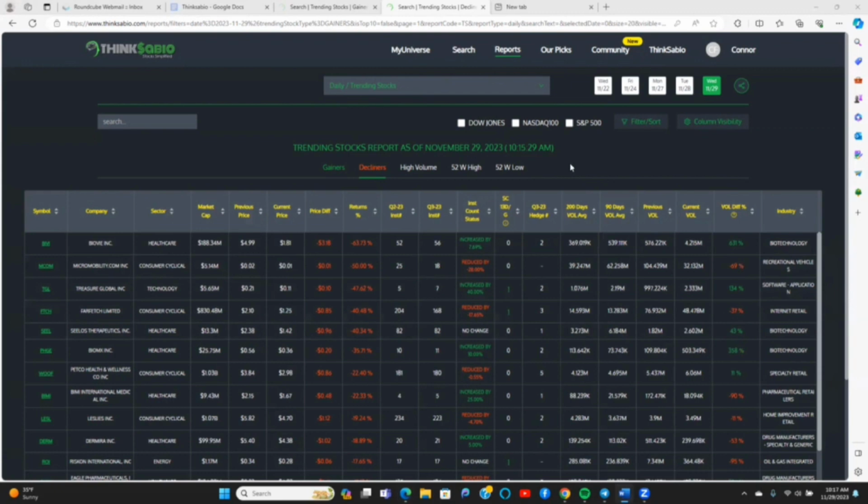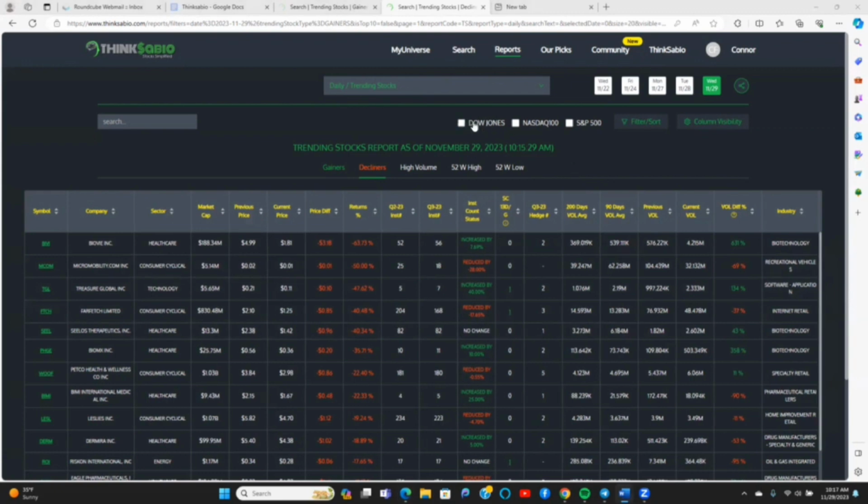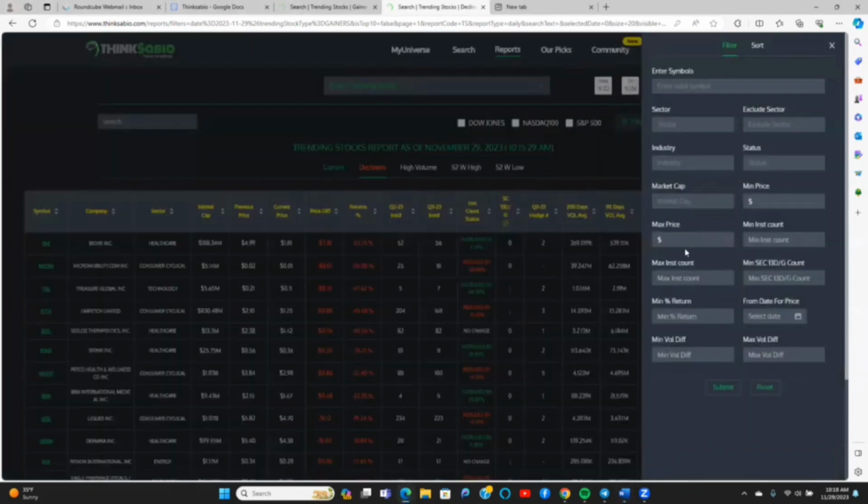Also, a couple of filter notes. If you want, you can filter between stocks that are just on the Dow Jones, just on the NASDAQ, or just on the S&P 500. You can customize it for how you're looking at it. You can also filter by only ones in a specific industry, only ones with a specific price, only ones with a certain market cap, etc. That's how you can filter here.